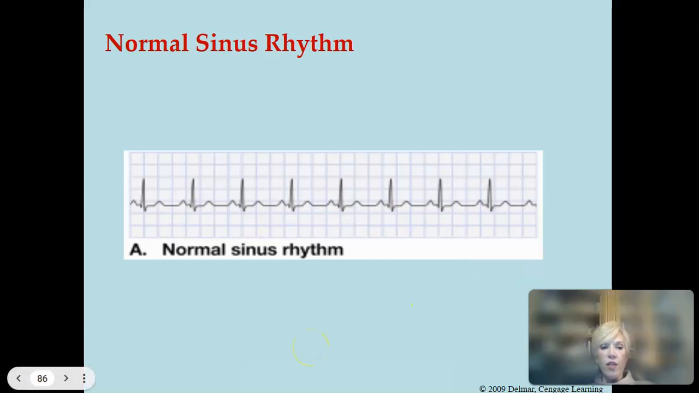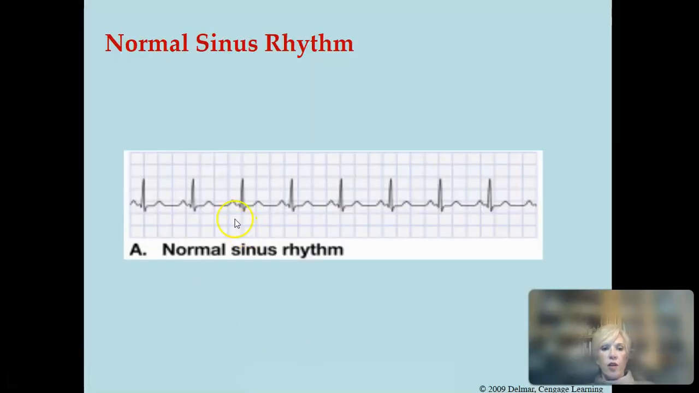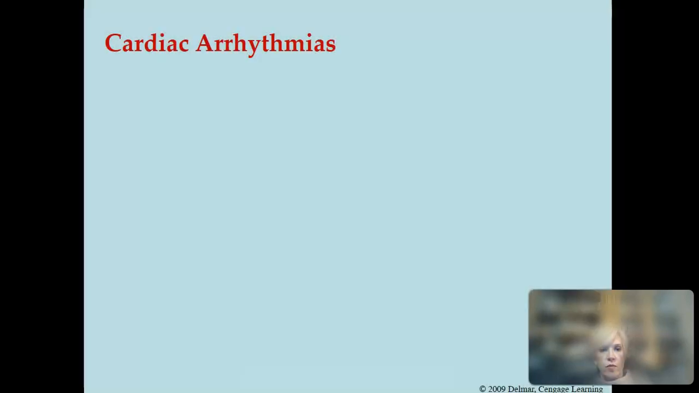Now, is the rhythm normal? Now we're going to look at what I just showed you in the other picture. Does it have a P wave? Is the P wave before the QRS? Does it have a T wave? Is there a P wave in front of every QRS complex? Yes, there is. Is there a QRS complex? Yes, and there's a T wave. So this is what is considered normal sinus rhythm.